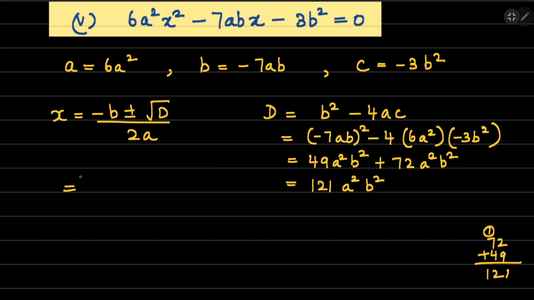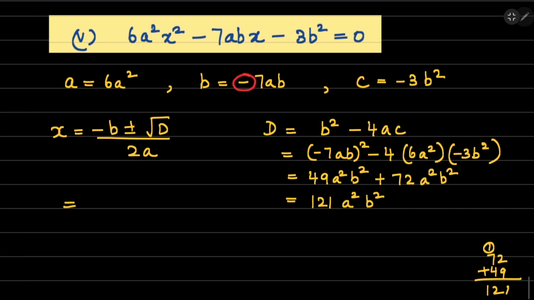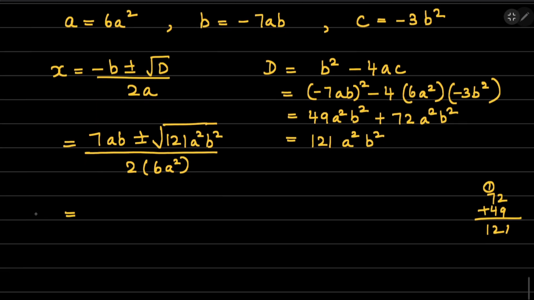Right? So let's substitute here. What is minus b? Minus of minus. Right? Negative. There is already a negative sign in b. So you have minus of b. Right? So minus into minus is plus 7ab, I'm writing it directly, plus or minus root of, what is D? 121 a square b square, whole divided by 2a. So 2 multiplied by a is nothing but 12a square. Okay, so here what do you get your x?